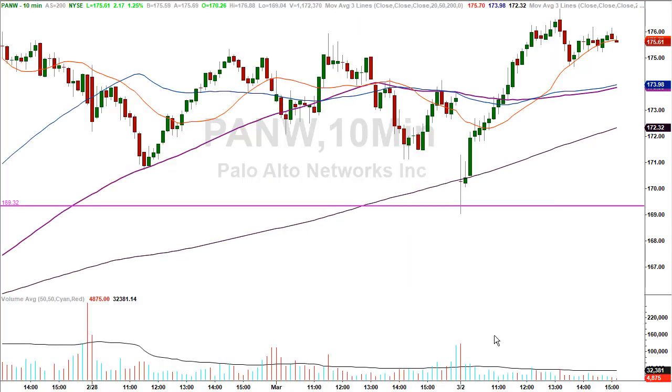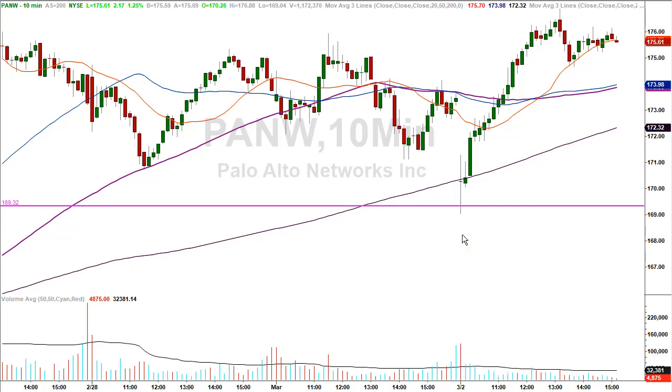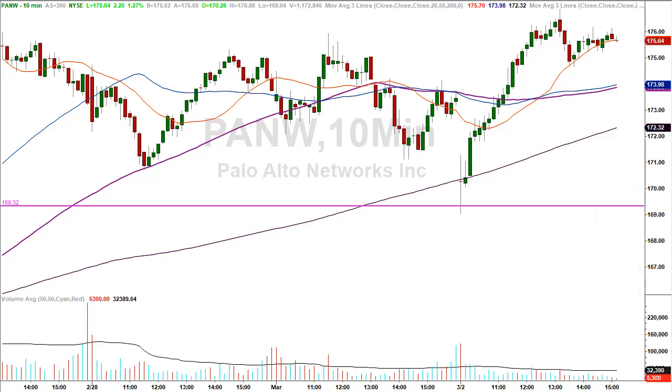What happened when the stock came into that level? It made a low of $169.04, and it took off to the upside, traded as high today as $176.88. That's a tremendous gain in just one trading day worth of activity. It's a $7.50 gain from low to high today. Any trader could have taken any profit along the way.